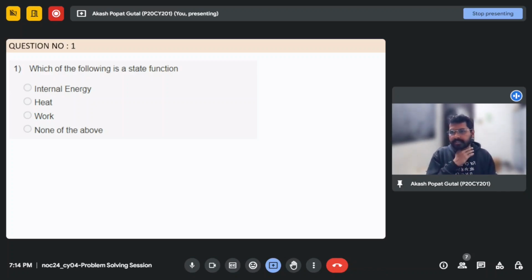So the first question is: which of the following is a state function? Can anybody tell? The options are internal energy, heat, work, and none of the above.